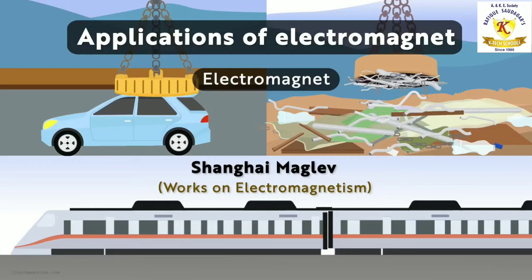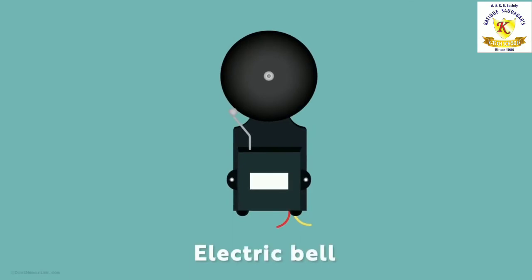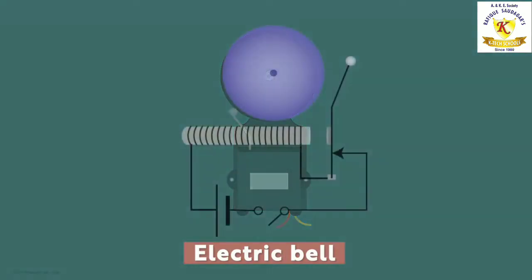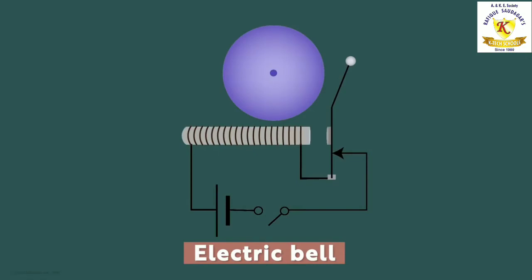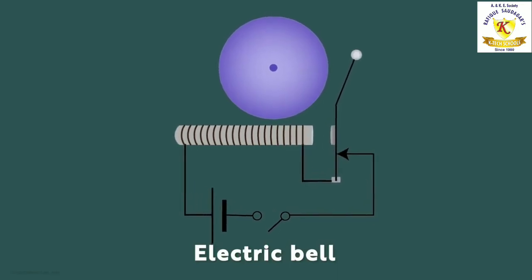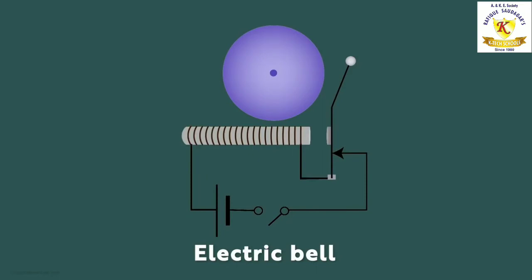Now, let us learn the use of an electromagnet in a simple device such as an electric bell. Yes, most of the electric bells which we see nowadays work this way. Here is a simple circuit diagram of an electric bell. This is the inner structure of the bell. Let me tell you first the names of the basic components.